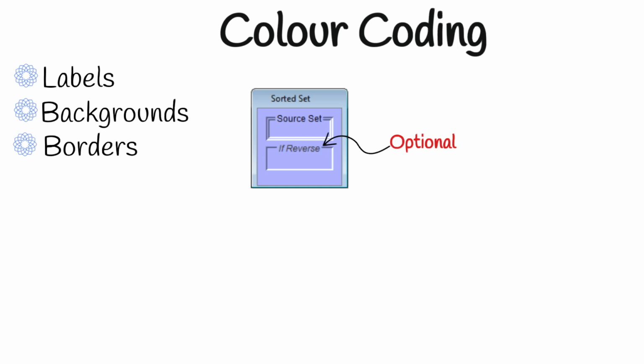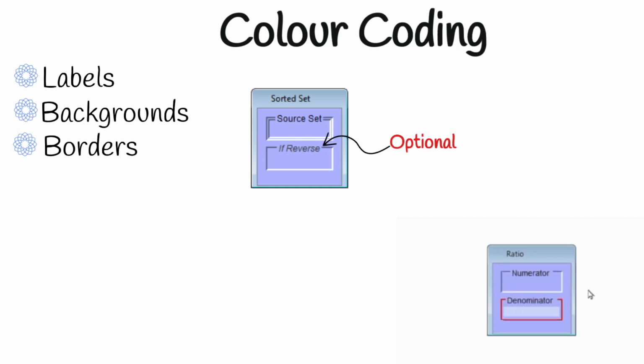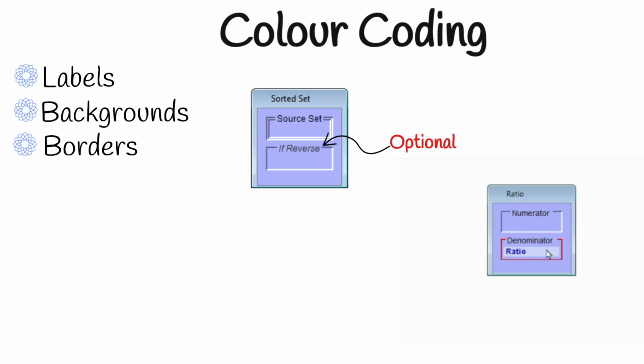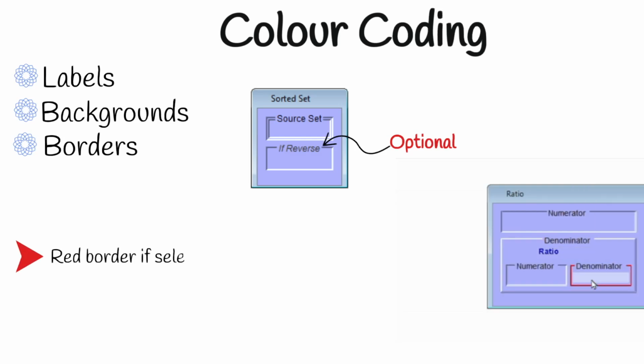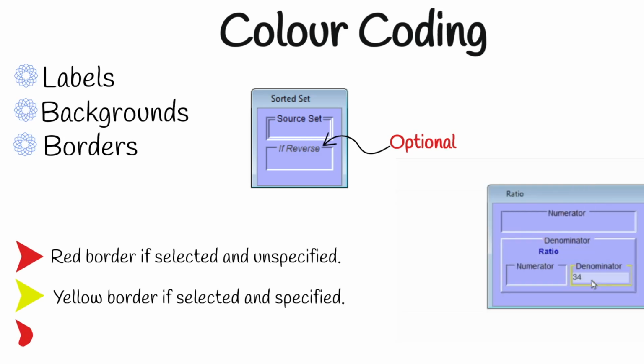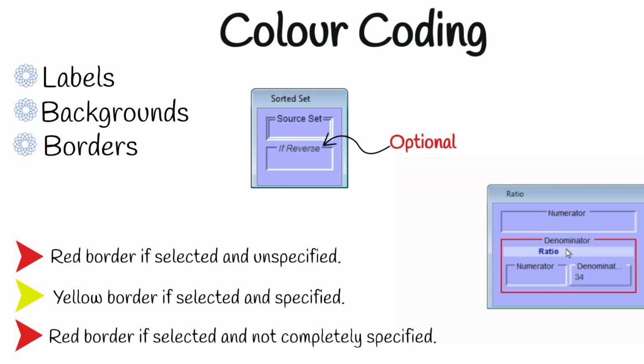Let's select a few attributes in turn. When we select an attribute, its border colour changes to red or yellow. This tells you at a glance whether the attribute has been fully specified or is still incomplete.